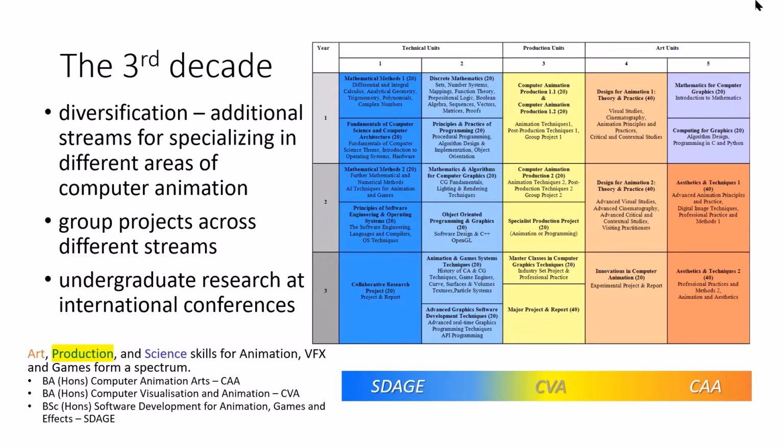Yes, and I think one of the things that was actually an additional benefit from this is that with the group project in the second year, which at that point took place in the Computer Animation Production 2 unit, also then had students from the different streams joining together and complementing each other's capabilities and knowledge to create even better group animations.